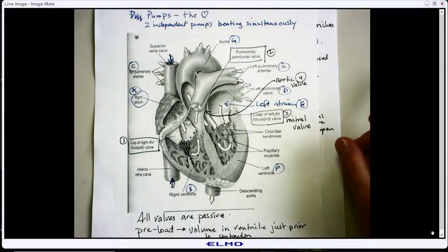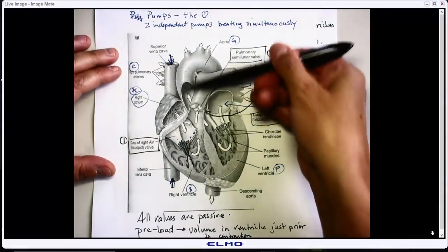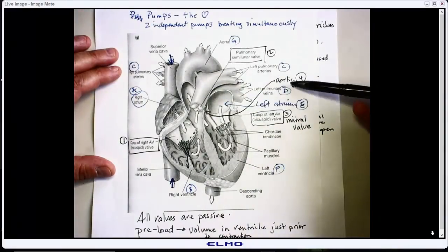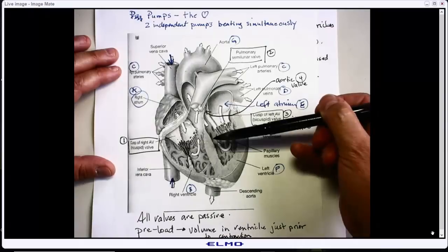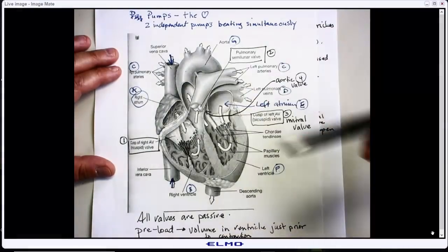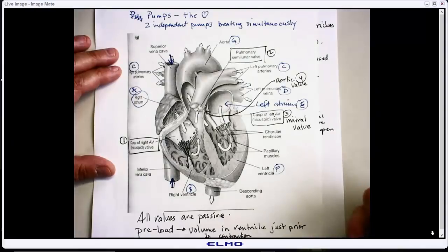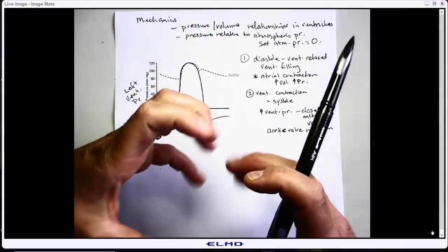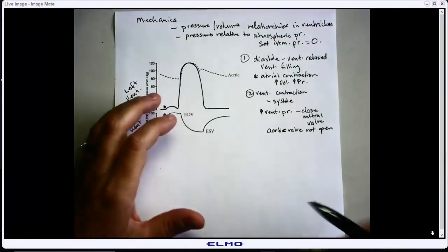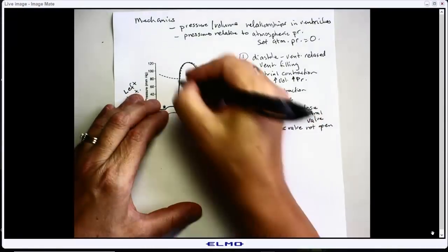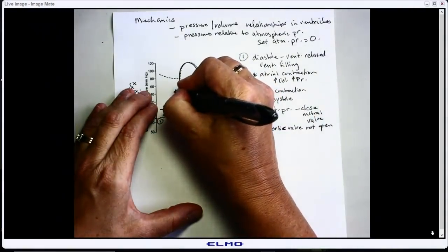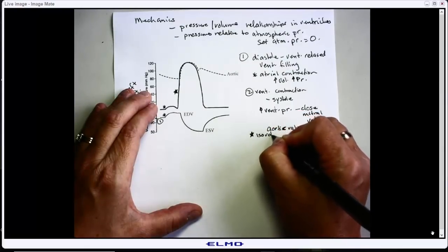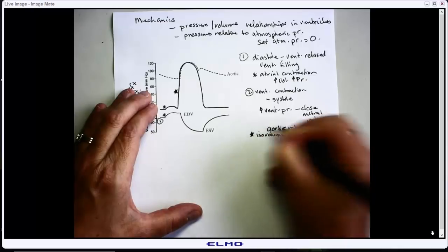Volume's not moving anywhere. We can't move any volume out into the aorta till we can open up that aortic valve. We can't open up that aortic valve until pressure in the left ventricle is greater than pressure in the aorta. All valves are passive. So we get this period where we are contracting and no volume is moving. It's called isovolumetric contraction. So right here, isovolumetric contraction.